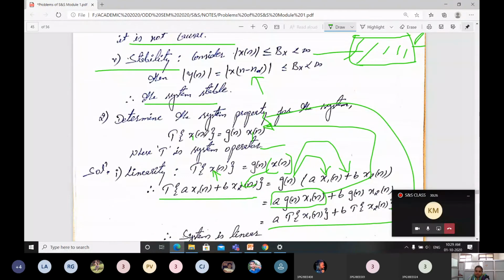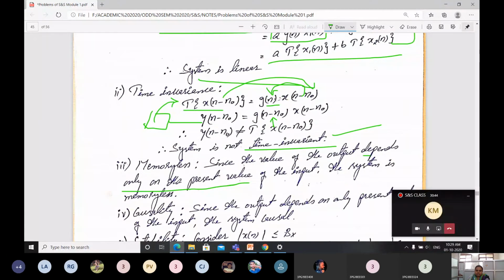Here if I substitute for n is equal to 0, what will I get? g of 0 and x of 0 also. If I substitute for n is equal to 1, I get g of 1, x of 1, which means it only depends on the present value of the input. So the system is memoryless, it does not have memory.